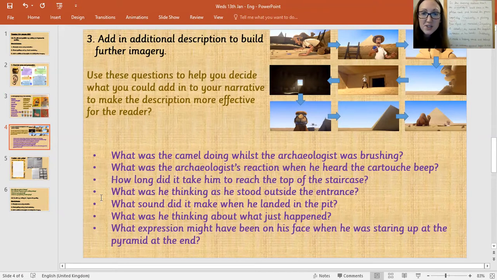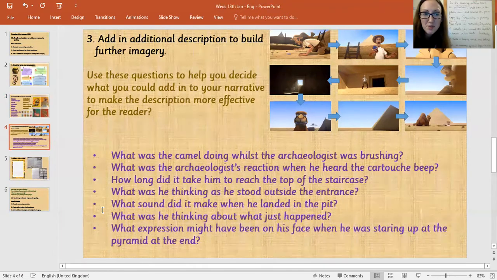What was he thinking as he stood outside the entrance? And it could be that when we talked about using question marks, you might want to throw in some of the thoughts that he had at various points, like, what on earth is this place? Question mark, thought the archaeologist to himself. So you could add in ideas like that. What sound did it make when he landed in the pit? Was it a thud or a thump? Or a bang, or think about the sounds there that it could have been.